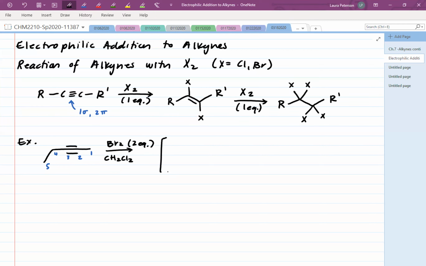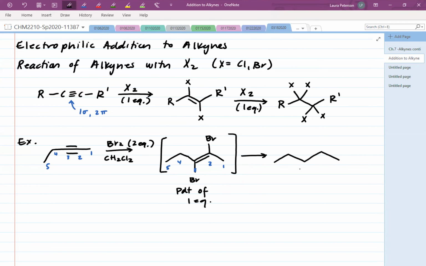So we could show the intermediate. Okay, so we would have our 5 carbon chain. And again, I'm going to count my carbons to keep track. Between carbons 2 and 3, that's where my alkene should be, and my dihalide. So each position of the alkyne takes 1 bond to the bromine, and then we can continue on through that. So this would be the product of 1 equivalent, and we could continue on through the reaction with the second equivalent. And then in the end, both carbon 2 and carbon 3 end up with 2 new bonds to bromine.